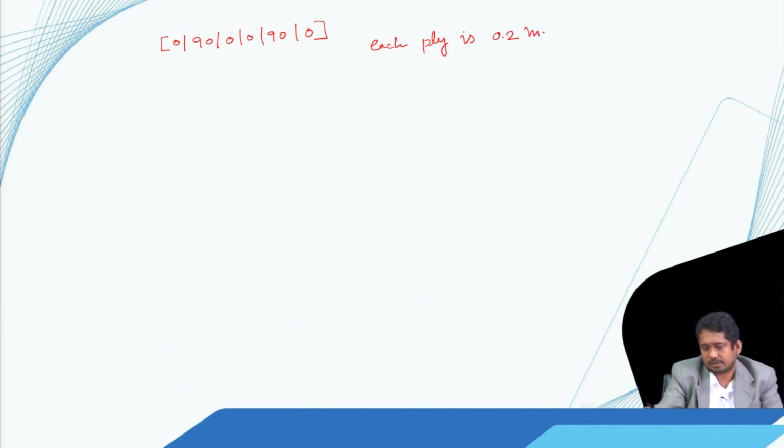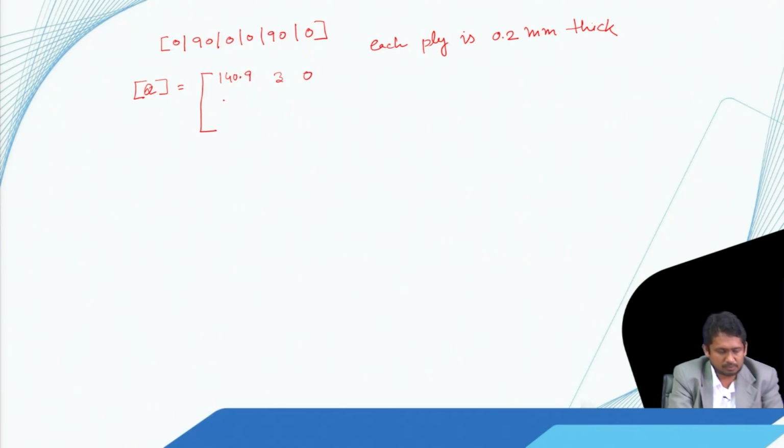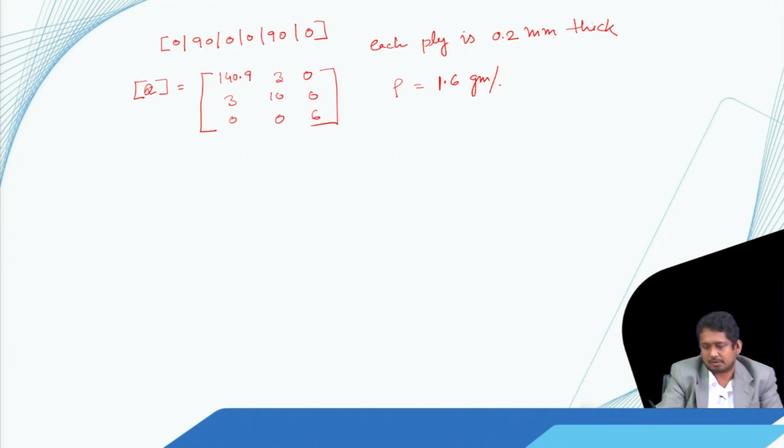So, let us look at some numerical example. If we have a symmetric cross ply laminate with lamination sequence 0, 90, 0, 0, 90, 0, and each ply is 0.2 millimeter thick, and then we have Q matrix for each ply as 149, 3, 0, 3, 10, 0 and 0, 0, 6, and we have density rho for each ply as 1.6 gram per centimeter cube.